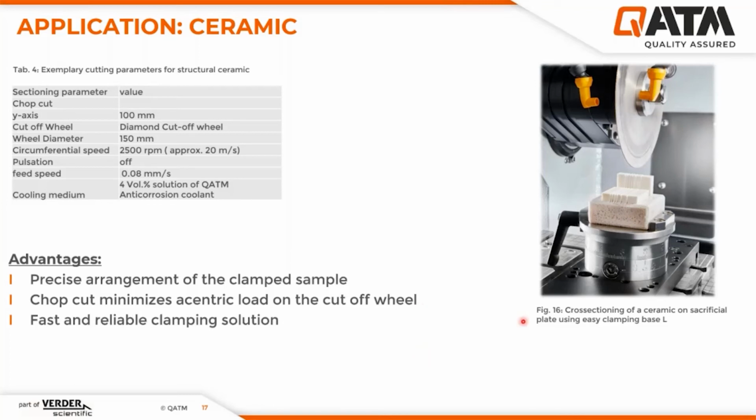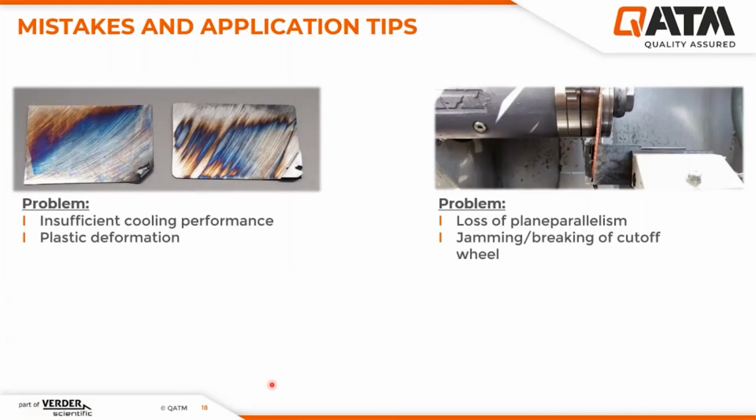The clamping solution, of course, is quite easy to handle, and it's a fast and reliable solution. And with this, we already have arrived at the collection of application errors. Here you see an oxidized cut steel. And of course, this oxide layer formation is most likely related to an insufficient cooling performance during the cutting process.